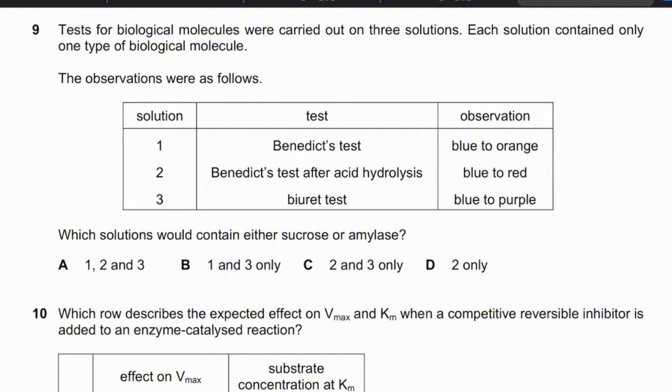And in this case, he's asking about sucrose, as I mentioned, and amylase. Okay, which one will contain sucrose or amylase? Obviously, this one will contain sucrose. This one will contain amylase because amylase is an enzyme, and enzymes are proteins. Proteins will give a positive Biuret test. So 2 and 3 only.